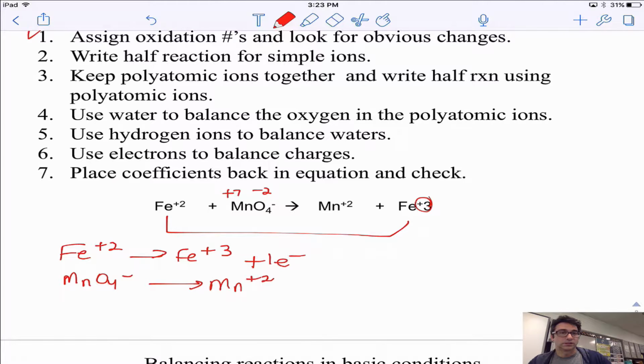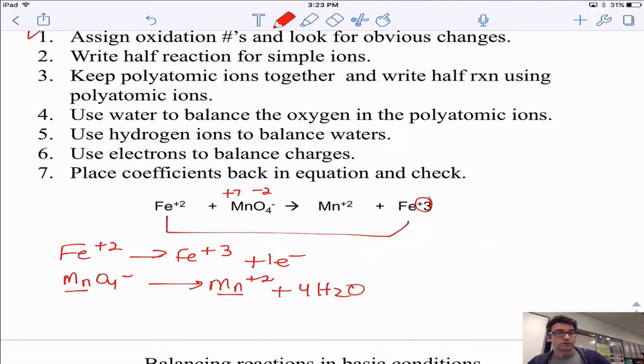So first I'm going to look to see if there's any elements other than oxygen that need to be balanced. I don't have that as a step in here, but that is something that I need to do. And I see that I have one Mn and one Mn, and so they are both balanced. The next thing in step 4 is I'm going to use water to balance the oxygens. I have 4 O's in permanganate, so I'm going to add 4 waters to the other side.